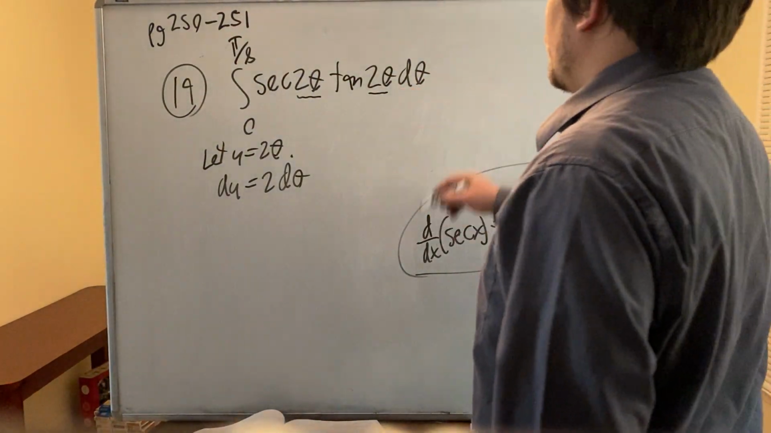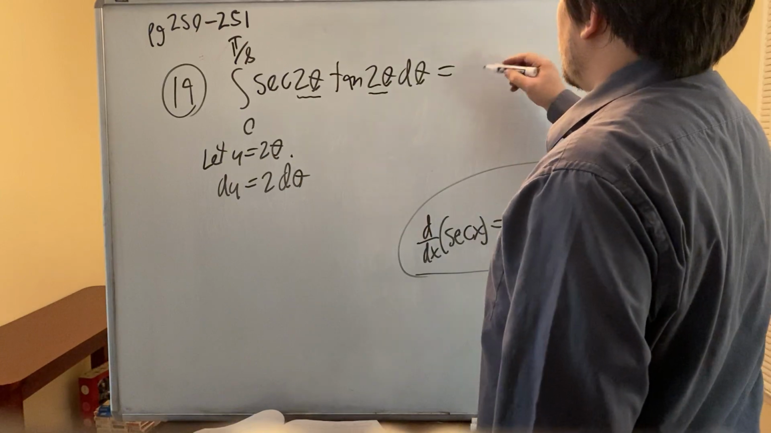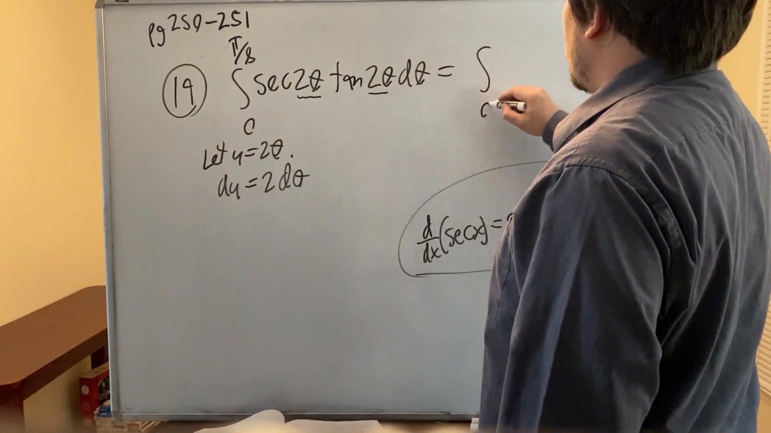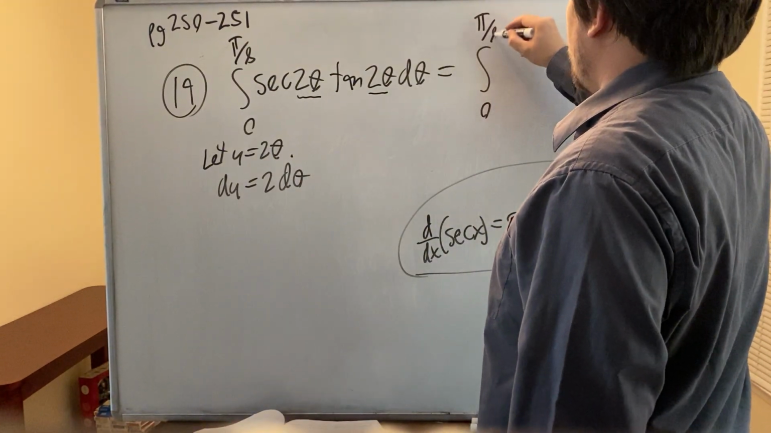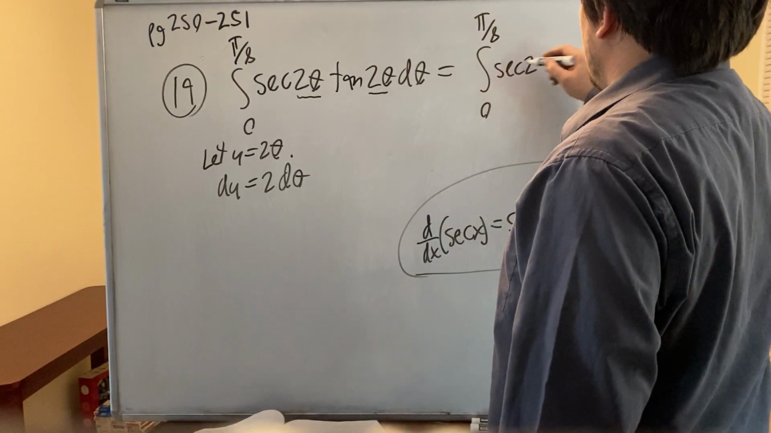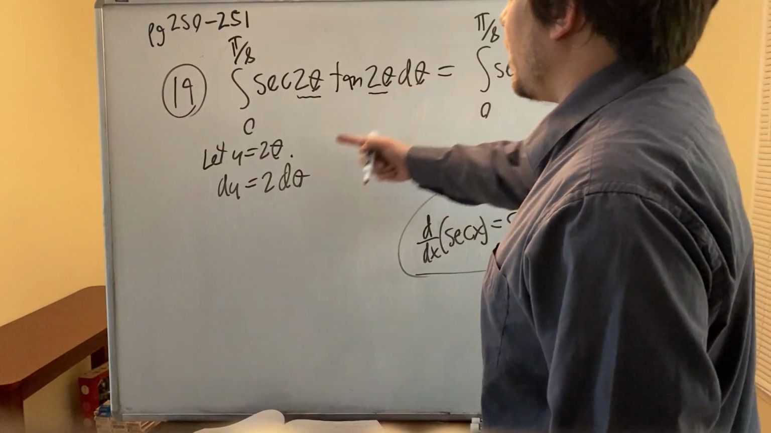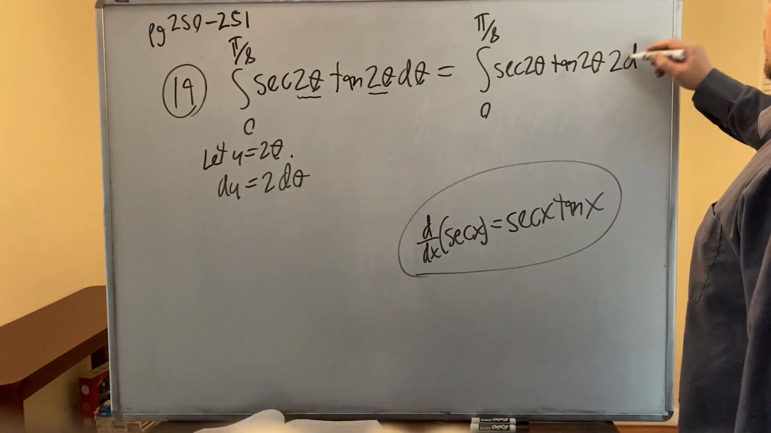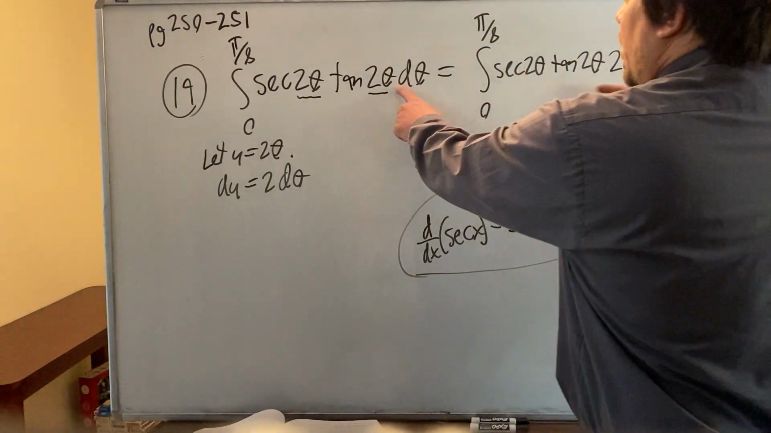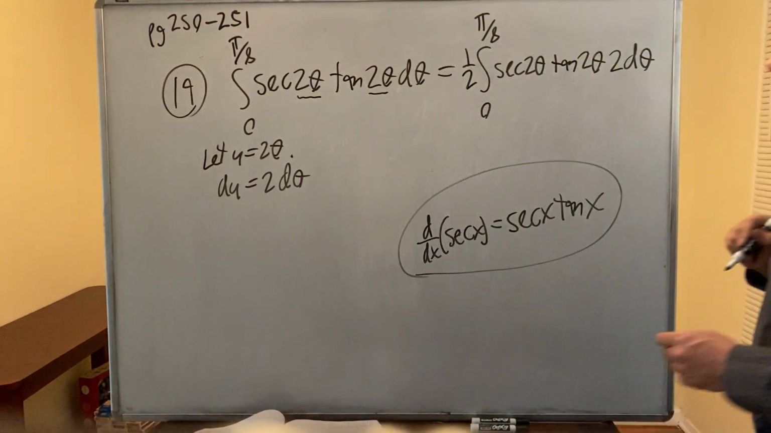Okay, so now let's apply u substitution here. So this is equal to, I'm going to leave some space here, the integral from 0 to pi over 8 of secant 2 theta tan 2 theta, and then instead of a d theta, you have a 2 d theta. So I'm missing a 2, so I put a 2 there, and I multiply the outside by 1/2.